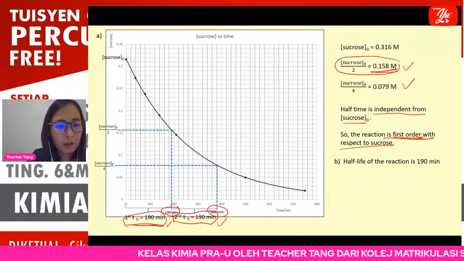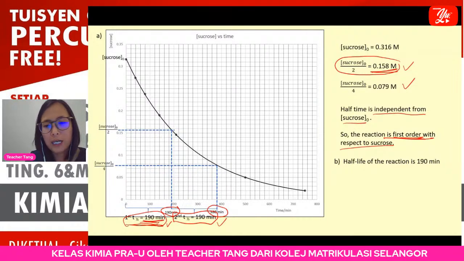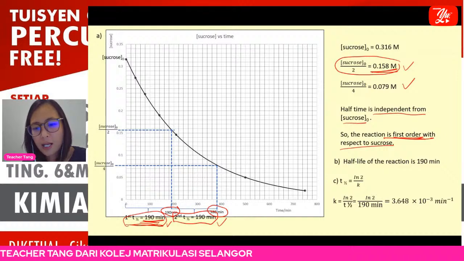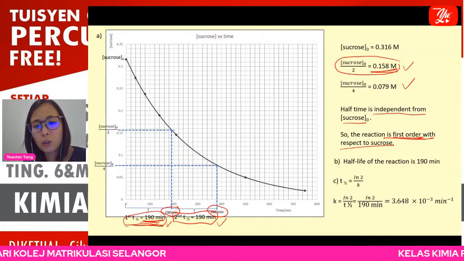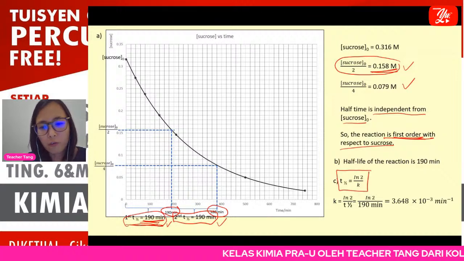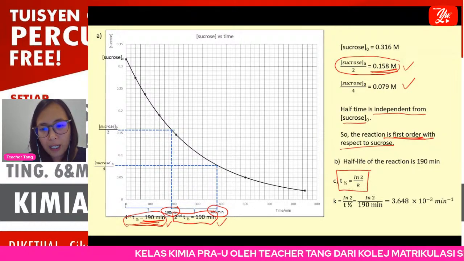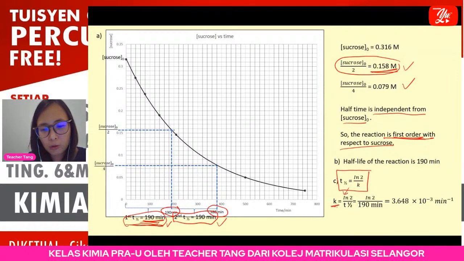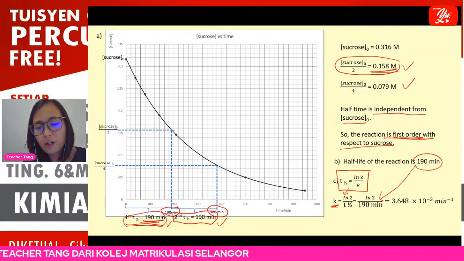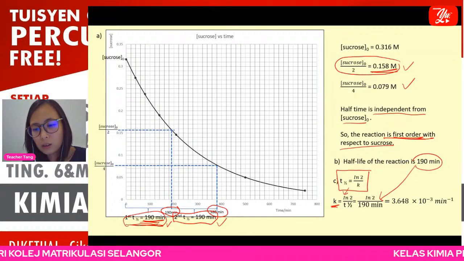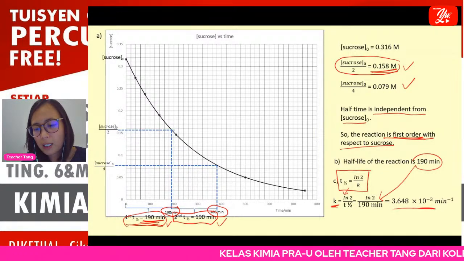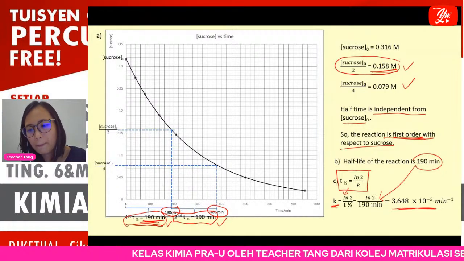We have determined from the graph that the half-life of the reaction is equal to 190 minutes. And then part C asks us to deduce the rate constant. We just need to use the half-life equation for the first order, and then rewrite the equation to make the rate constant the subject. Then substitute the half-life into the equation to give us the rate constant for this reaction equal to 3.648 times 10 to the power of -3 per minute.